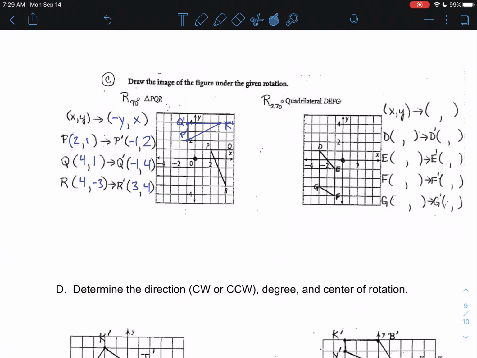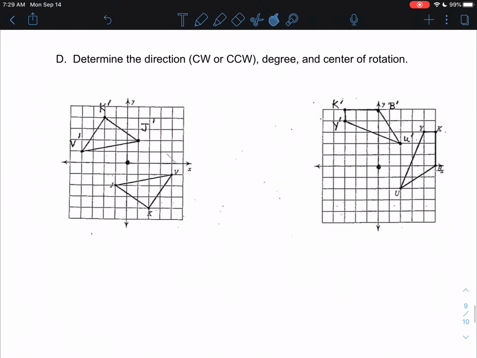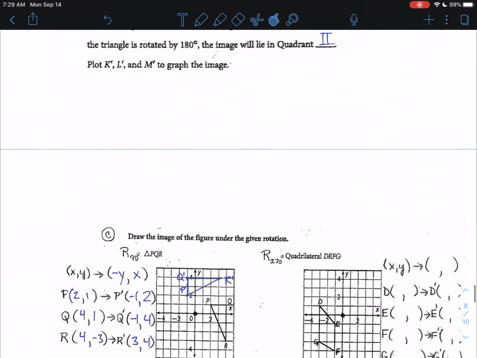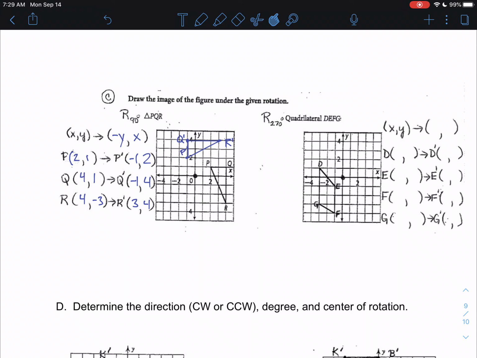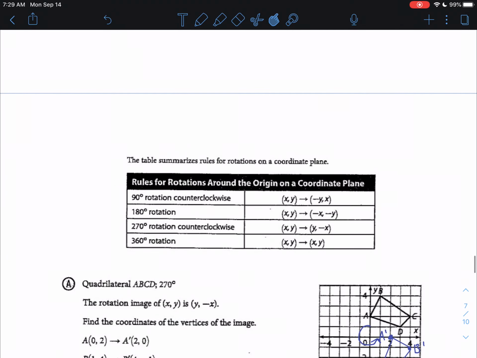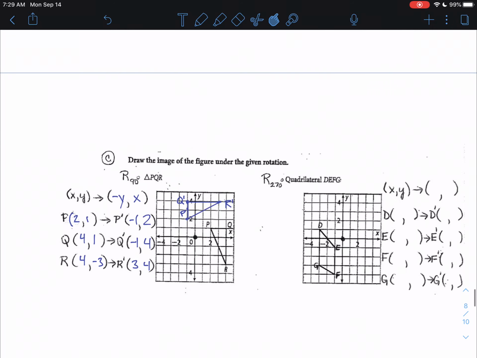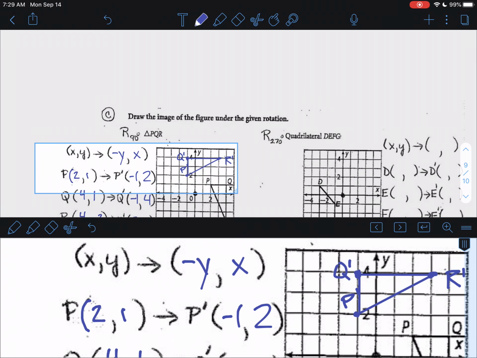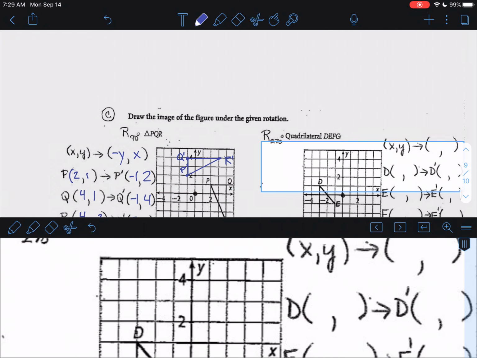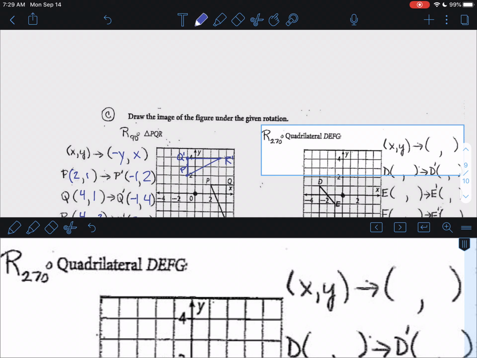Okay, so let's see. Oh yeah, that's the last page. Okay, so the next one, we have a 270-degree rotation of this quadrilateral DEFG. According to my little chart up here, a 270-degree rotation is going to be from (x, y) to (y, negative x). It's basically the opposite of what it was here, because we still flip the coordinates, but instead we're making the x value negative instead of the y value. So it goes from (x, y) to (y, negative x).